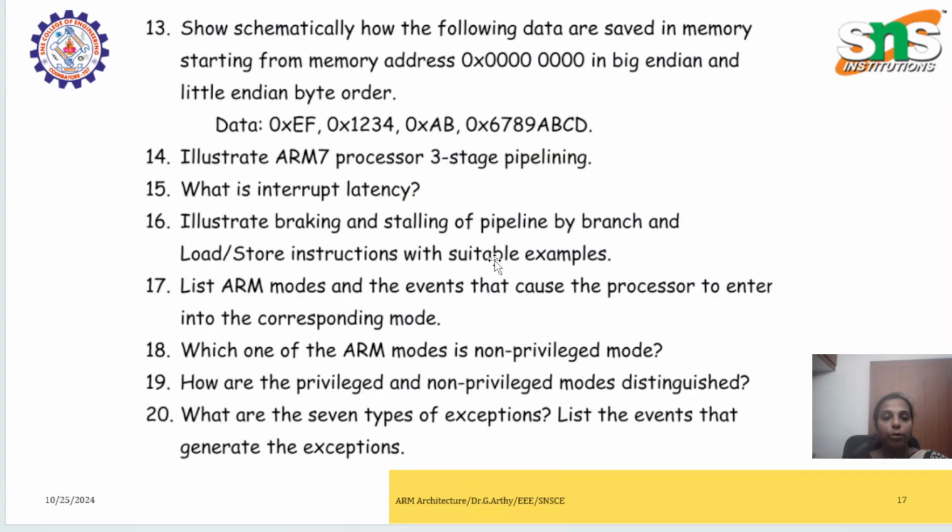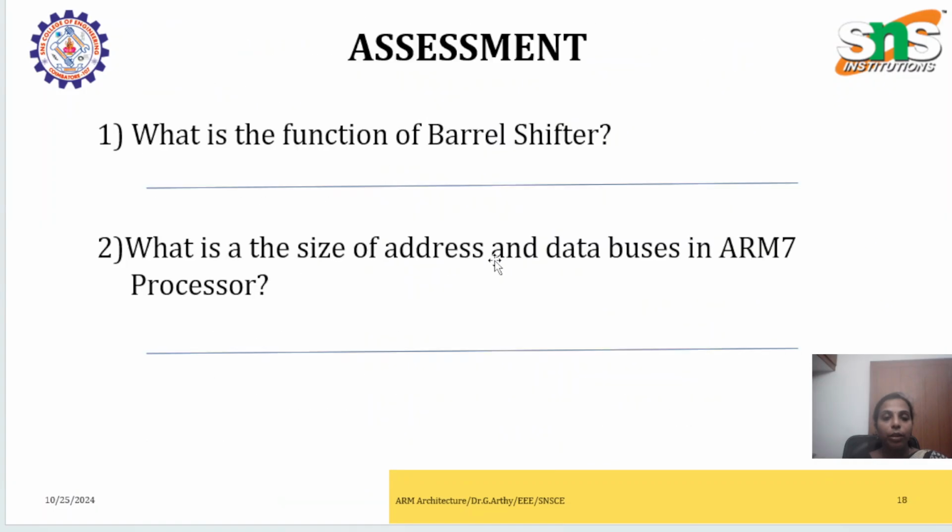And here are a few questions for review. And this is an assessment. What is the function of the barrel shifter? And what is the size of the address and data bus in the ARM processor?